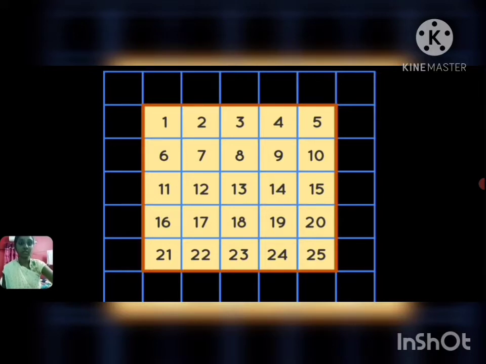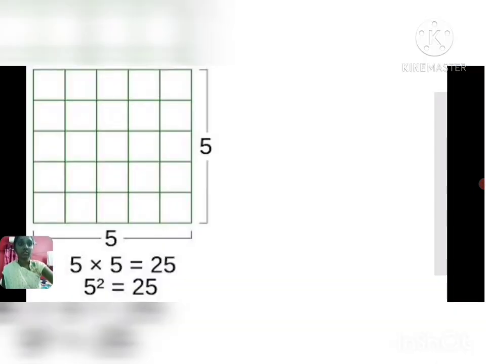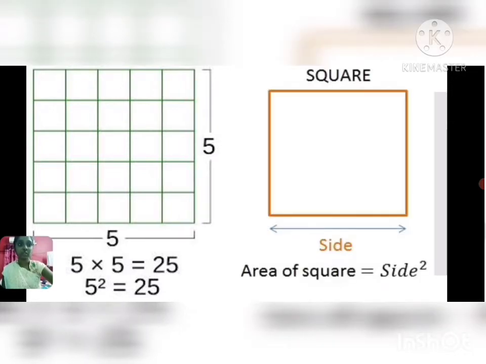This square has a total of 25 unit squares, 5 unit squares along its length and 5 unit squares along its breadth. Multiplying the length and breadth of the square, we get 5 into 5, which is 5 squared, which is equal to 25. This can be applied to all squares because squares have equal length and breadth, and therefore the area of a square is given by side squared, that is, squaring the side of a square, we get the area of the square.